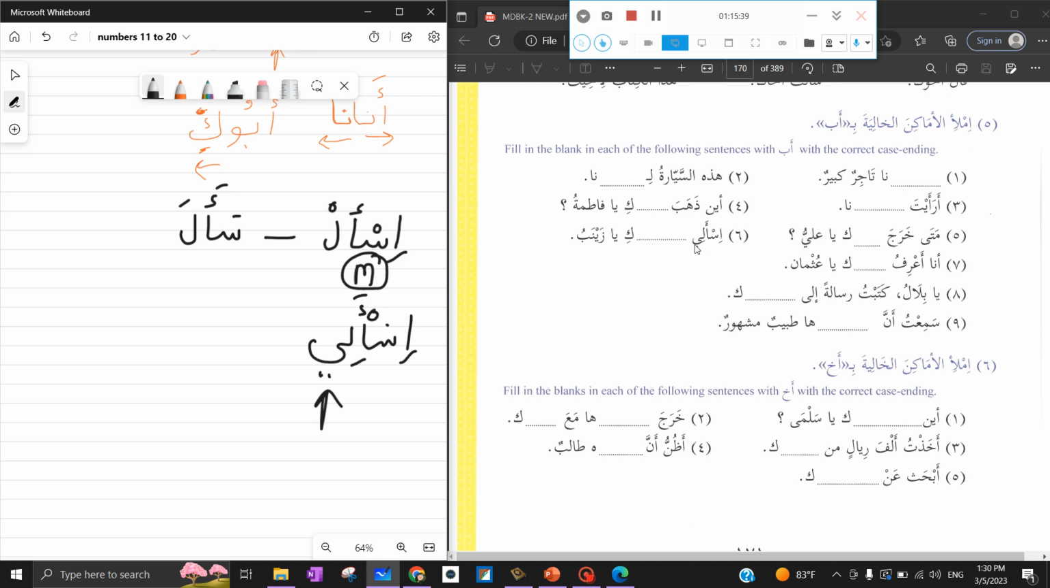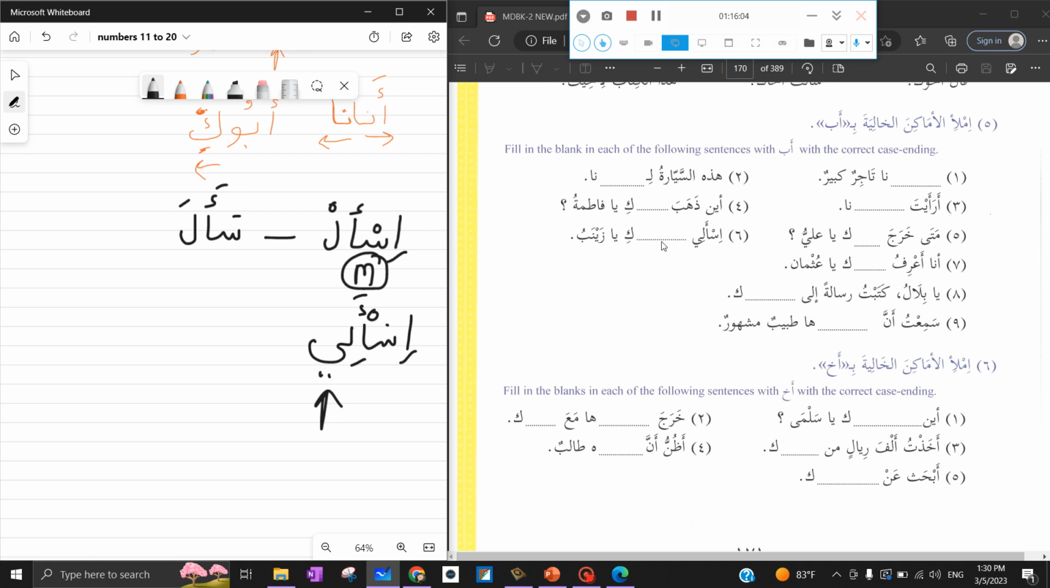Is'ali, dash. Is'ali means I'm commanding a female. Seeing the ya here, you should know that it's a command for a female. Is'ali, dash. And when we have a fail, is'al is a fail, and li means this is for feminine, single feminine. So this is our fail.